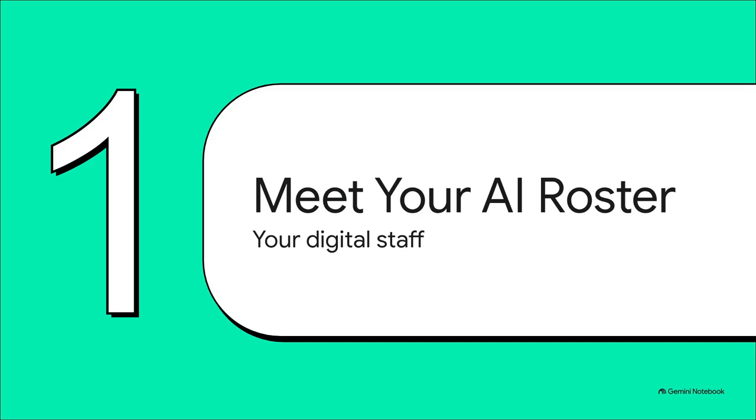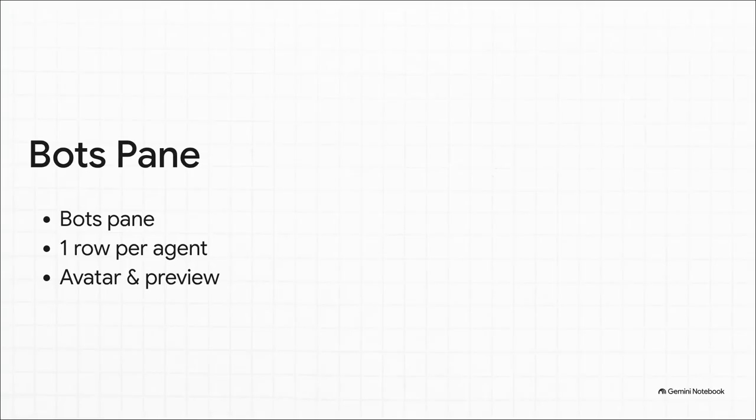All right, Section 1. Meet your AI roster. Building your digital staff. So, to actually bring this digital staff to life, we move away from abstract code and into a highly structured roster. Once you install the plugin, you get this brand new Bots tab that pops up right next to your standard Sessions tab on the left side of your screen. It creates a completely dedicated Bots pane. Every single agent profile you have gets its very own row.